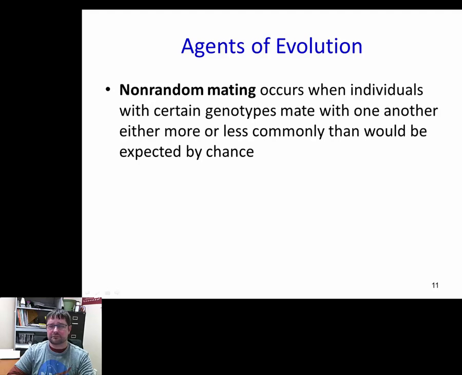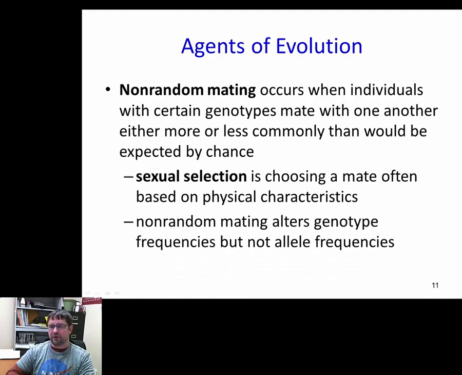Okay, non-random mating. This is pretty self-explanatory. This is pretty easy to understand. This is just when mates are chosen based on some type of phenotype, and you're going to get certain genotypes pop up and be more common than other genotypes. Sexual selection, Charles Darwin came up with sexual selection, and that's one excellent way of demonstrating non-random mating, is that mates are chosen based on some physical characteristics.